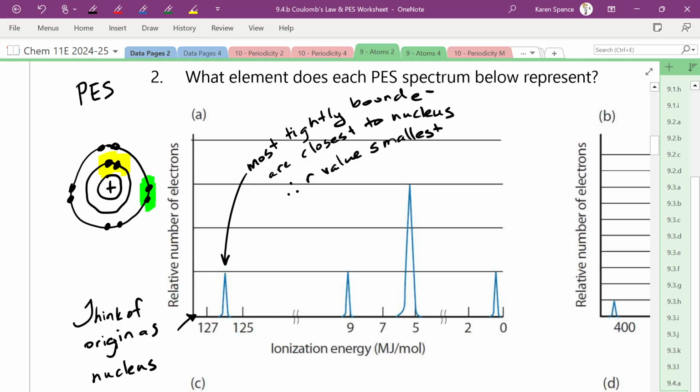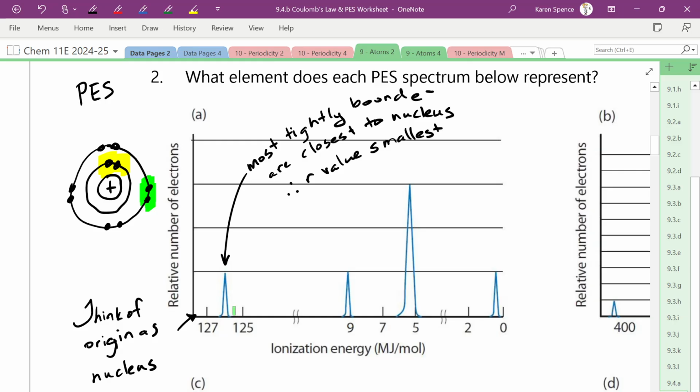Yes? Probably because they're pushing inward. That'd be my guess. I don't know that for sure. I wouldn't bother explaining it like that. I don't think anyone will ever ask you to explain it. Quite frankly, probably what they're going to do is they're going to ask you questions like this. What element is this PES spectrum for? You know what I mean? That's the kind of question you're going to get for PES.